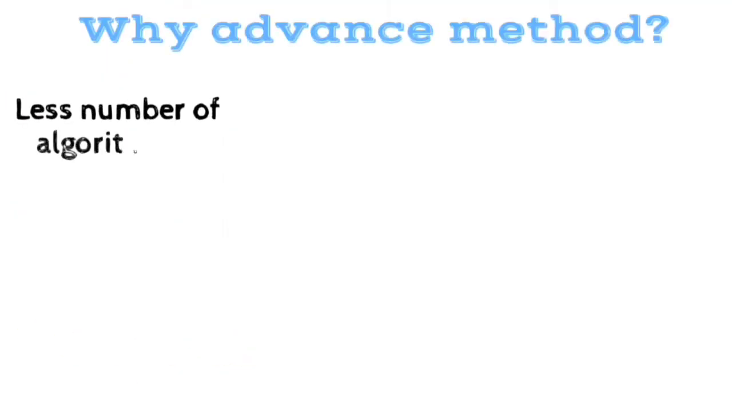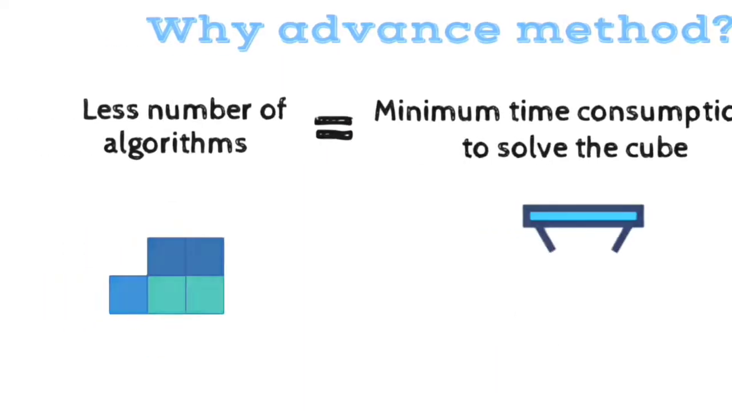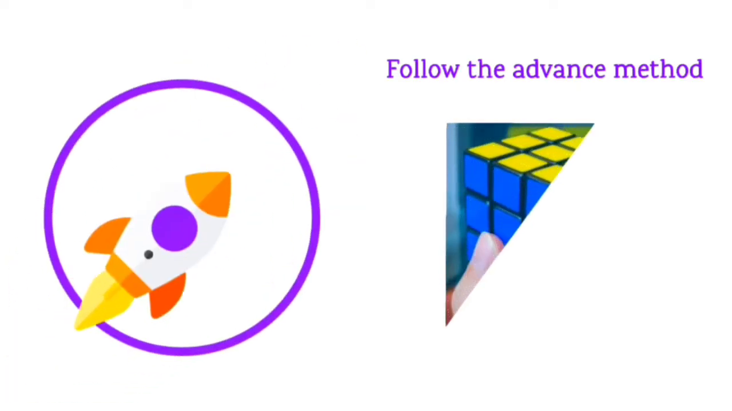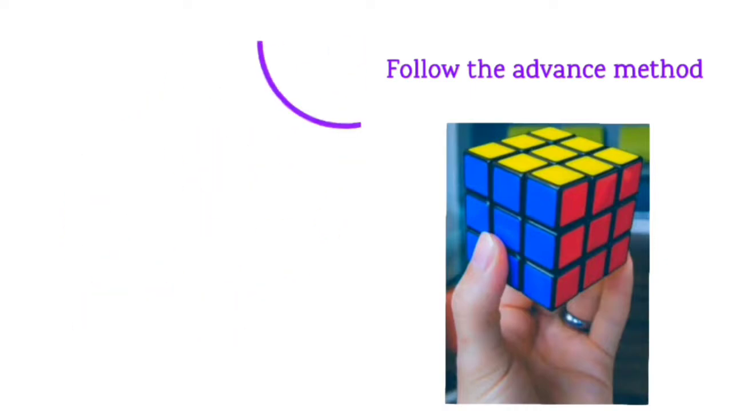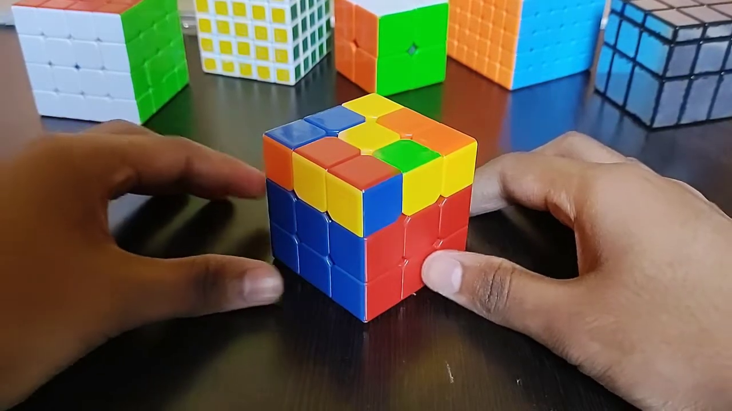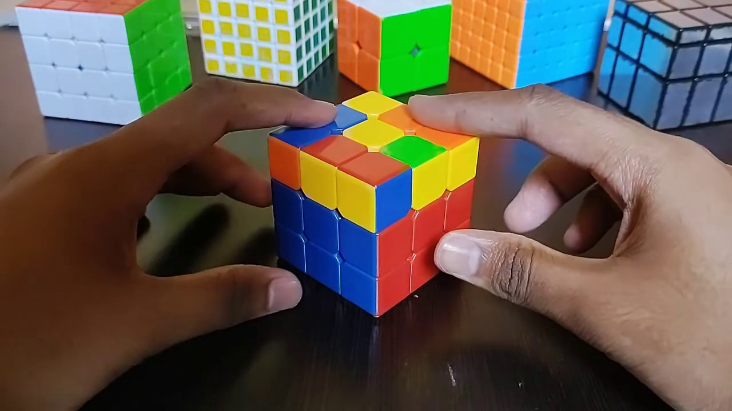Why the advanced method? Due to the lesser number of algorithms, it will take minimum time to solve the cube. So if you also want to solve your cube a bit faster, then you must follow the advanced method. How fast you solve the cube also depends on the way you hold the cube and how good your cube is, that is, the quality of your cube and its lubrication. It's enough info about the advanced method. Now let's apply the method to our cube.